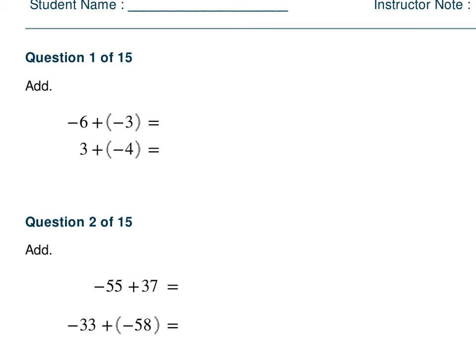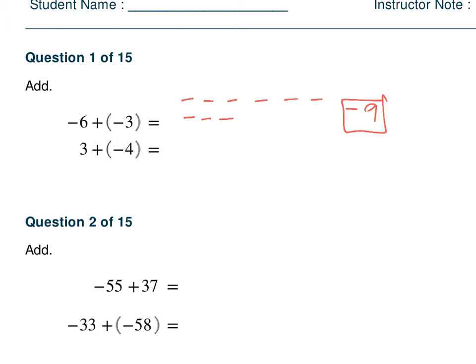Question 1 asks us to add -6 plus -3. With this, if you are still struggling to add and subtract your integers, you need to do your checks or your pluses and your minuses. So the first one I have -6 plus -3. And in all, I have -9.